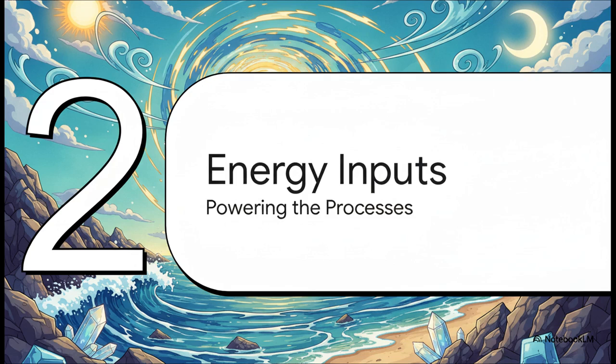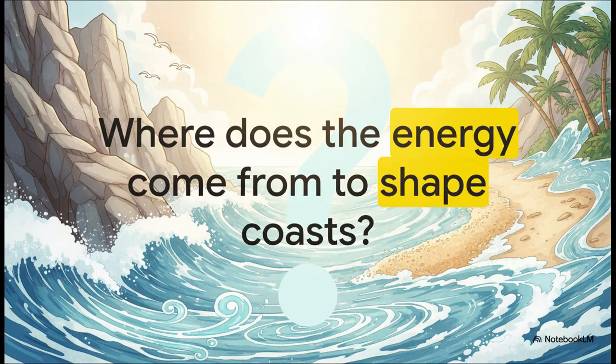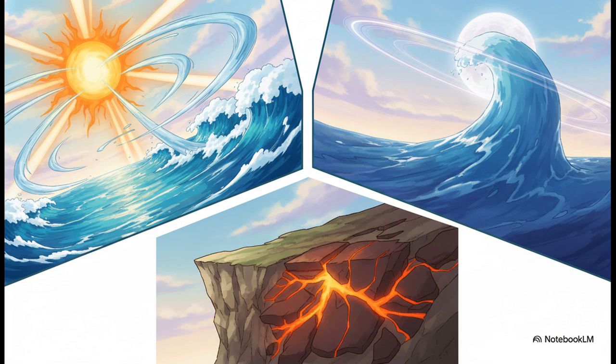Part 2. Energy inputs and processes. So, I gotta ask you directly, in a coastal landscape, where does the sheer, raw energy required to literally carve out cliffs and build up beaches actually come from? Take a second to think about it. Well, it comes down to three massive planetary-scale inputs.